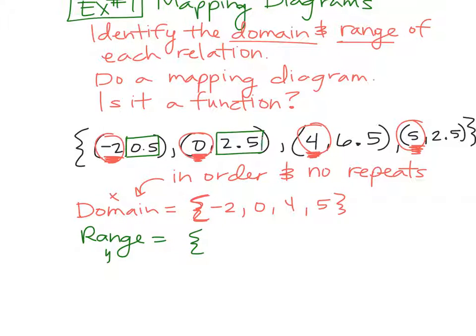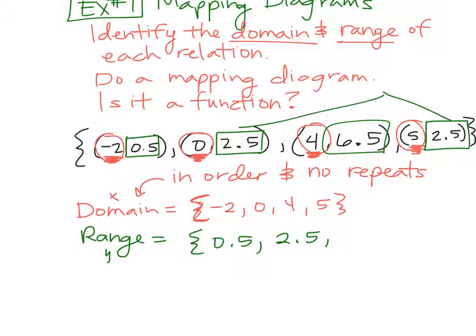So the range is your y values. So 1, 2, 3, and 4. Those are your range values, okay? But same rule applies. They have to go in order, and you don't want any repeat numbers. So what's your smallest number? 0.5. Okay, what's your next number? 2.5. What's your next number? Then 6.5. So notice there's 2 of those 2.5s. You only write it once, okay? Then you write your 6.5, and that is your range.